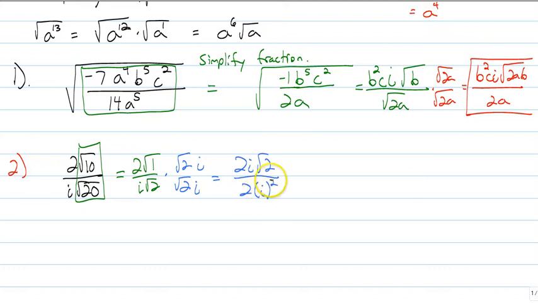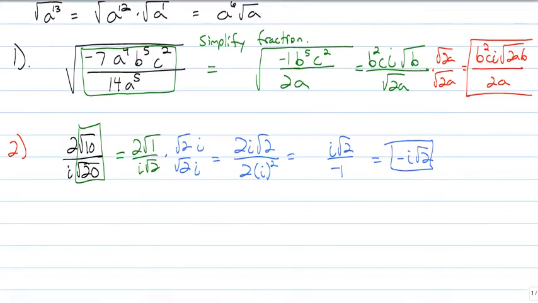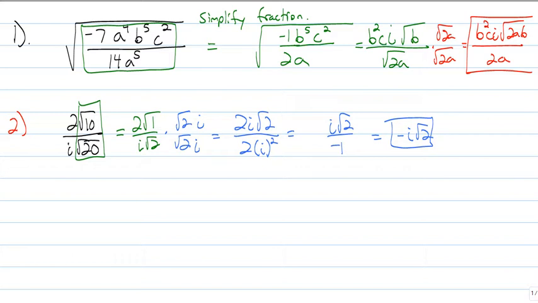And everyone should remember from yesterday that i squared is the same thing as negative 1. So I get, and then you can also cancel out these 2's. So I get i root 2 over negative 1, which simplifies to negative i root 2, because these 2's cancel. Alright, that's number 2. Number 3.